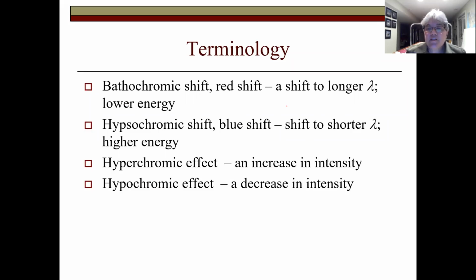So if lambda max shifts to a longer wavelength, remember longer wavelength is a lower energy, that's called a red shift. Now red shift is the informal name. The formal name is bathochromic. Now if it shifts to a shorter wavelength, higher energy, that's called a blue shift. And the formal name is hypsochromic shift. Now I'm just going to use red shift and blue shift. That's easier to remember and understand. And remember, red shift to longer wavelengths, blue shift, shorter wavelengths.